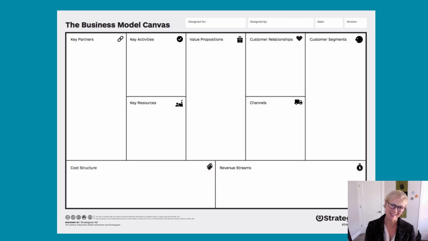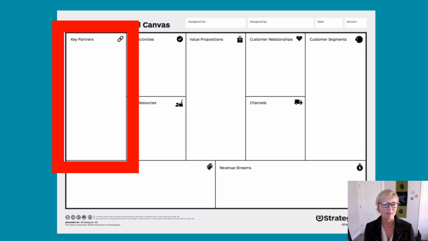Continuing on this side of the business model canvas, there might be things that you need to leverage to bring value to your customers that you don't have direct access to. This is a space where you will invite in key partners. So what partners do you need to leverage to assist you in providing value to this segment?